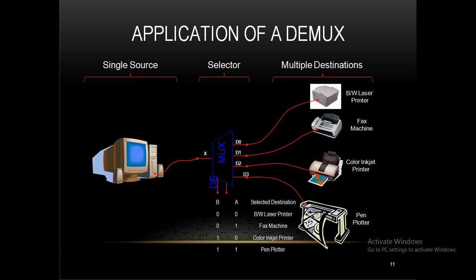This is an application of DEMUX. The single source here is a personal computer, a desktop computer, connected with our DEMUX. This is the truth table of the select lines: 0 0, 0 1, 1 0, 1 1. The destination selected first is the laser printer. It works with multiple different destinations: a laser printer, a fax machine, an inkjet printer, as well as a pen plotter. When you give the inputs, the destination is selected by the given select lines, and it works with different applications.